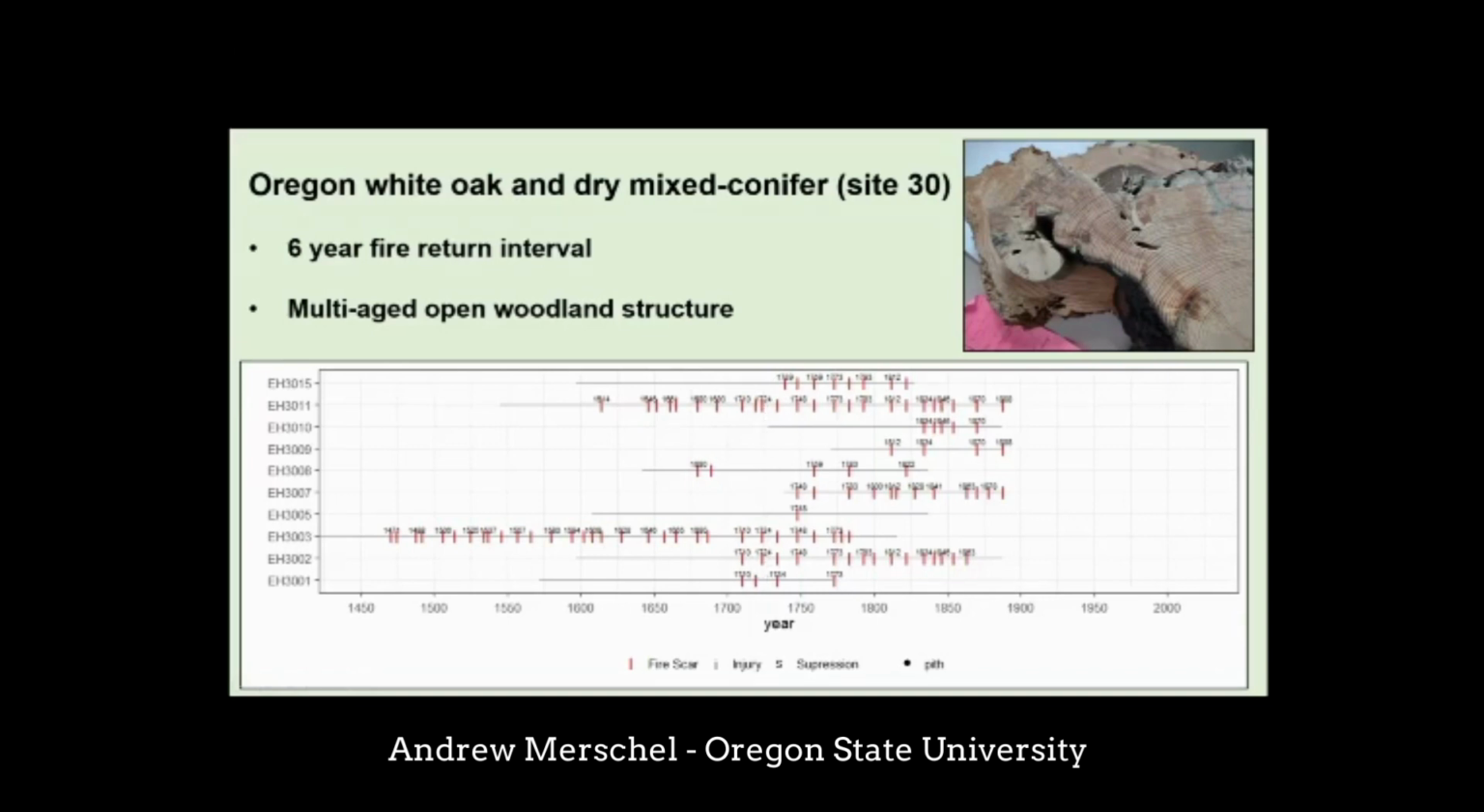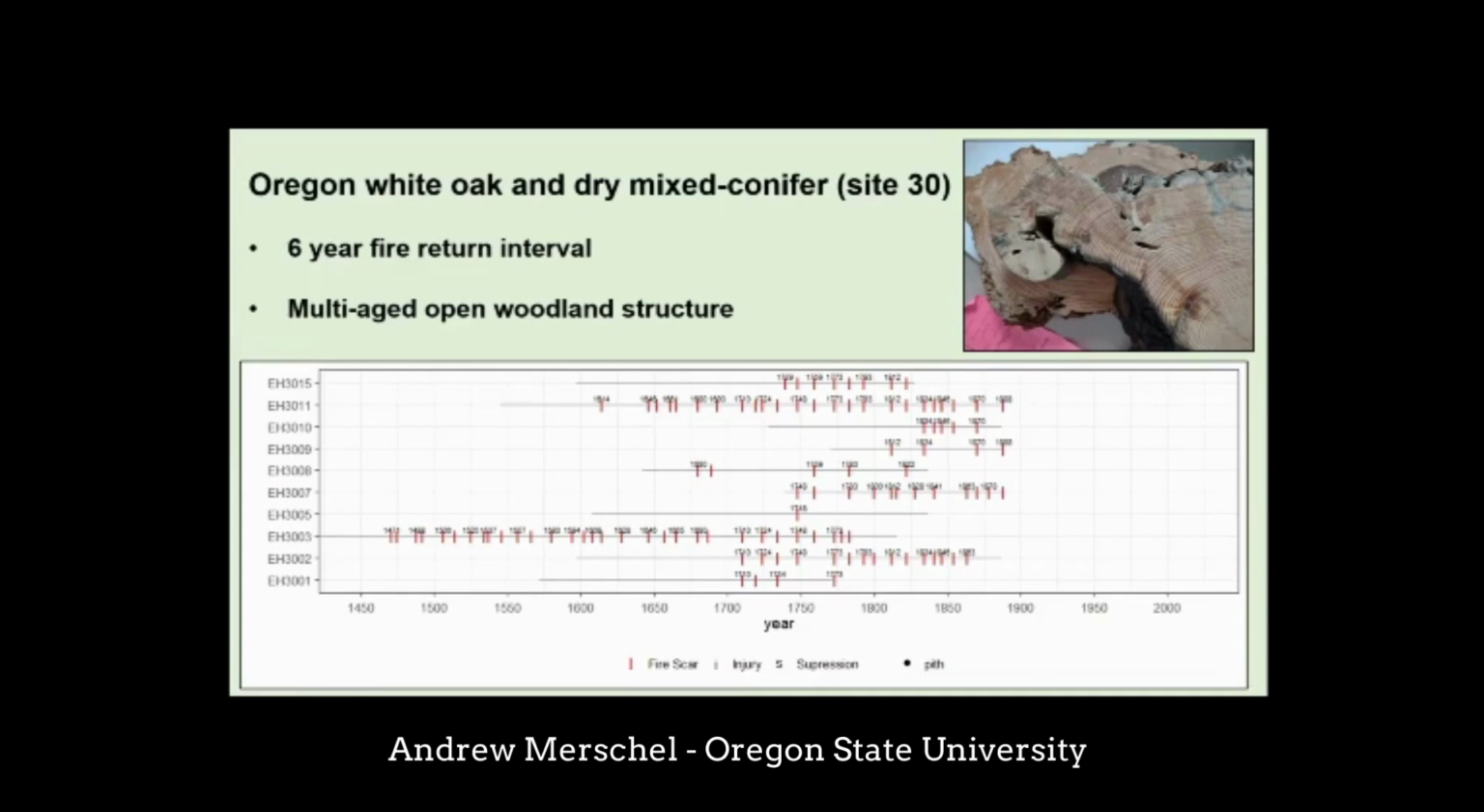Most trees don't record all fires that burn across them. That's why we're sampling lots of trees, so we can develop a full record for the small area we're sampling of fires that burn through the stand. So what you see here is extremely frequent fire occurring at a 6-year fire return interval through what was historically a multi-aged and open woodland structure.